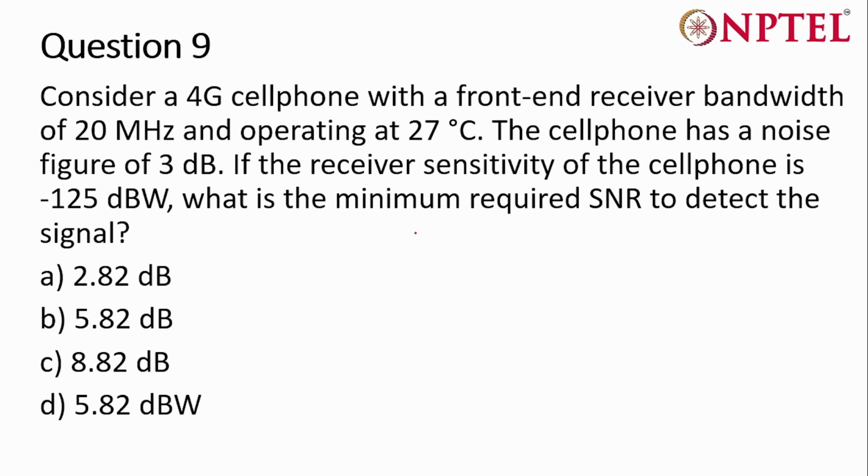Okay. Now you have a 4G cell phone with front end receiver bandwidth as 20 megahertz. So your bandwidth is 20 megahertz and it's operating at 27 degrees Celsius. The cell phone has a noise figure of 3 dB. And the receiver sensitivity of the phone is given as minus 125 dB watt. What is the minimum required SNR to detect the signal? So try to think about the formula for SNR and try to see how you will use these values. So you have bandwidth, operating temperature, noise figure, receiver sensitivity.